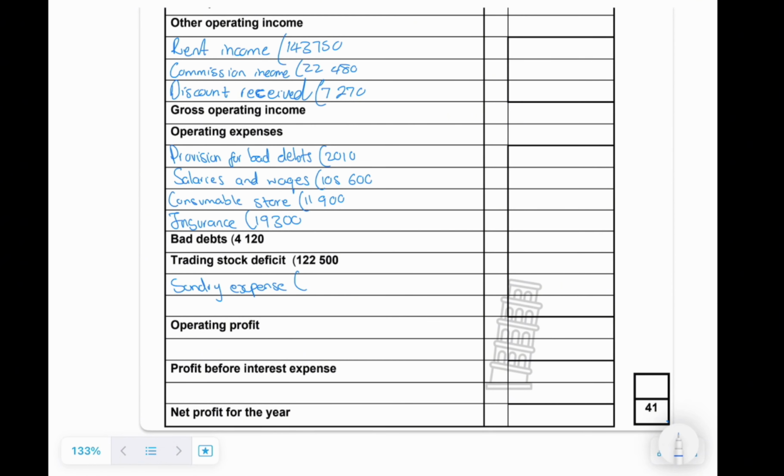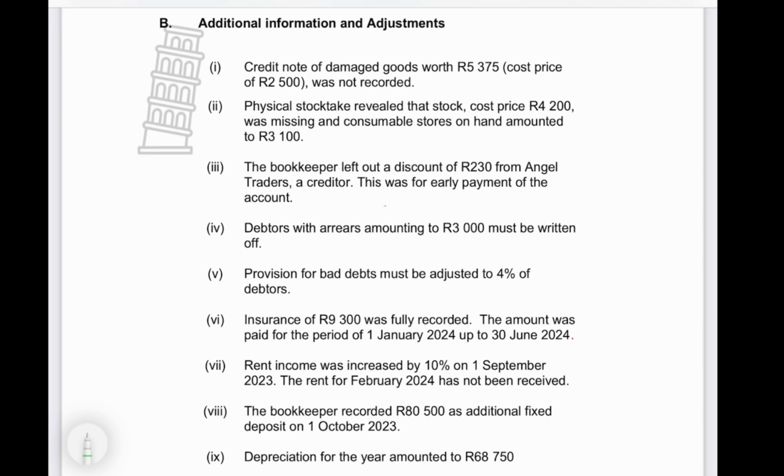Okay, so it is going to be interest income of 8,500. Okay, so now we go to our adjustments and see which accounts need to be adjusted. Okay, so the first adjustment says credit note of damaged goods worth 5,375 with a cost price of 2,500 was not recorded. Okay, so now this adjustment is loaded. Okay, why? Because it affects a lot of accounts.